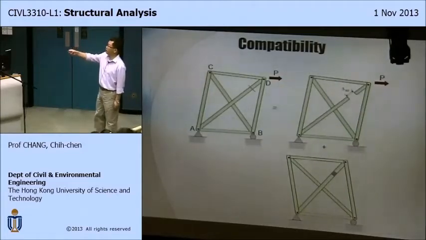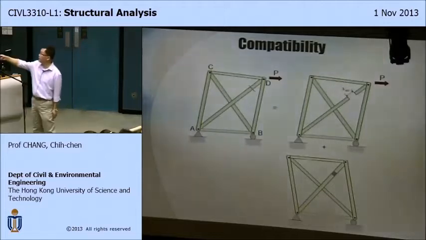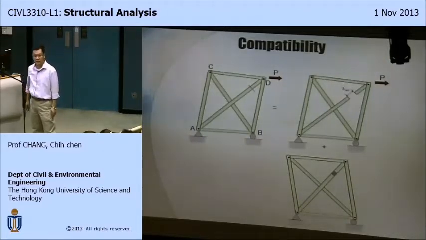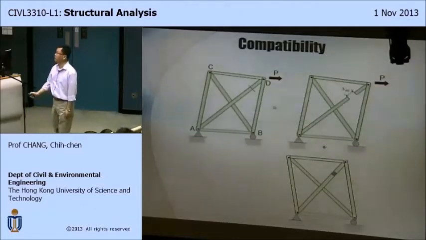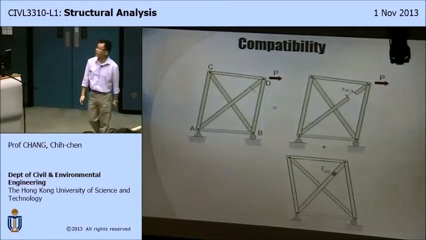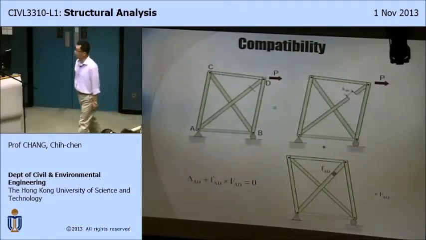So this is opening, this is overlapped, and you know that you should have continuity there. That cross-section is continuous, so you cannot have opening, you cannot have overlap. So they have to be compatible. So your compatibility equation is exactly the same.